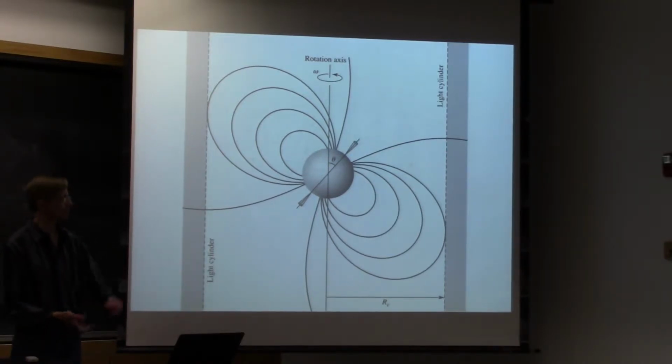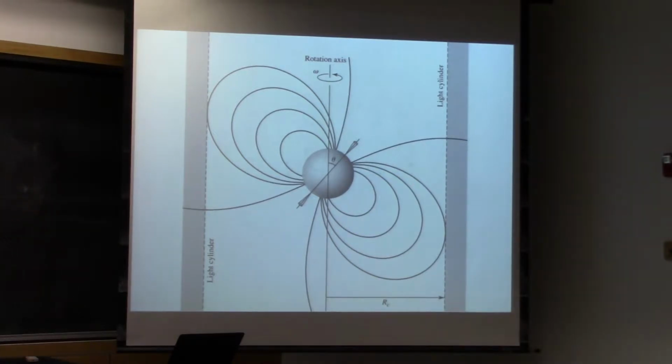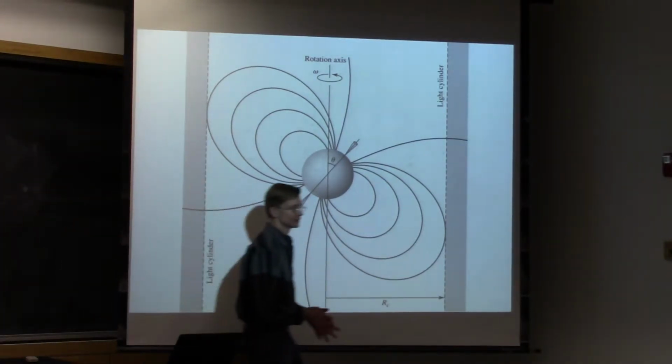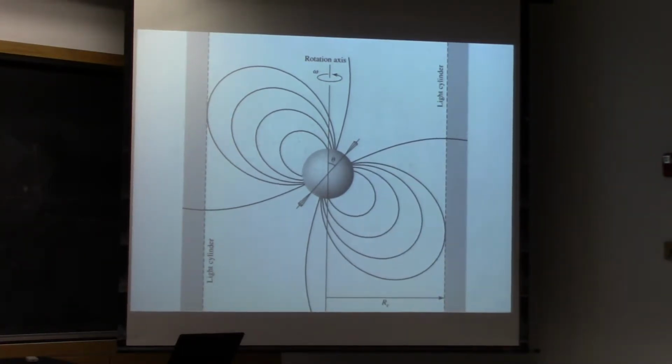The light cylinder is the radius of a cylinder surrounding the rotation axis, such that anything co-rotating with the pulsar would have to be moving faster than the speed of light beyond that radius. That's what is meant by the light cylinder. Okay, any questions? So, what's the significance of that?